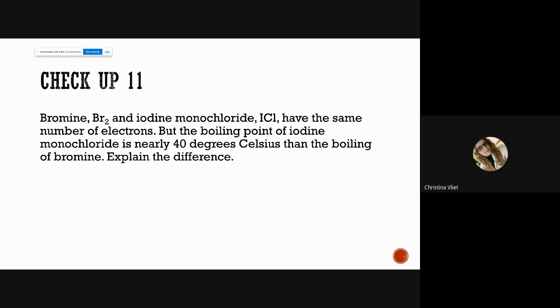So what are we looking at here? They've got the same number of electrons. What would they be looking at? Yes, absolutely. So the first thing you should analyze when you are making a comparison is type of IMF. Take a look. What is the type of IMF for Br2?